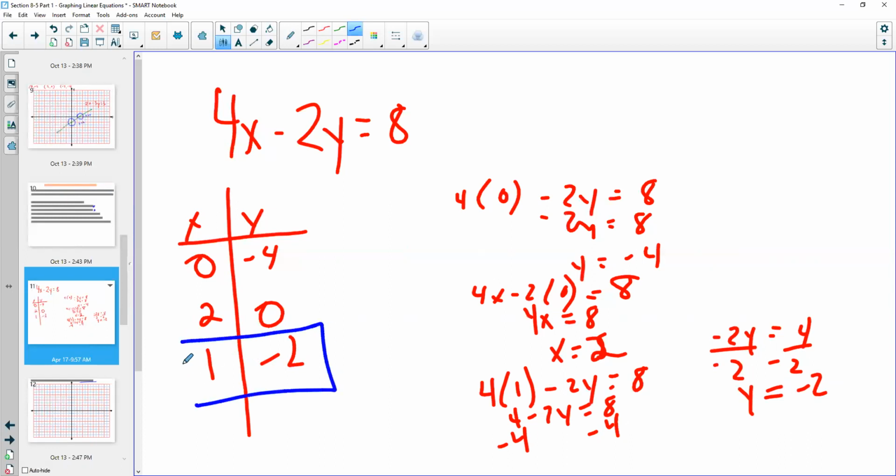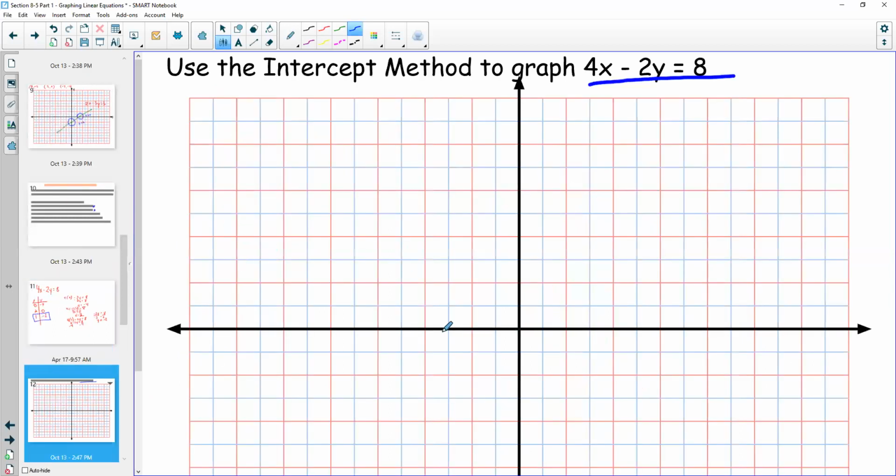Here's the thing. You might have picked a different number here. That's fine. It should still all be on the same line, right? So let's plot our intercepts and our point. 0, negative 4. Oh, that's 4 down. Good heavens. Even I do things backwards when I'm trying to do too many things at once. 0, negative 4. Then I have 2 and 0, which is here. And then I have 1 and negative 2.